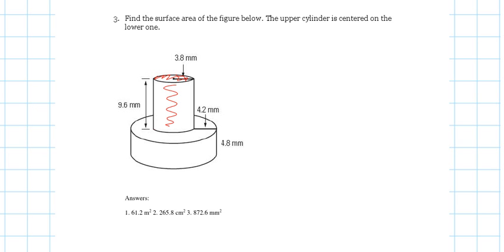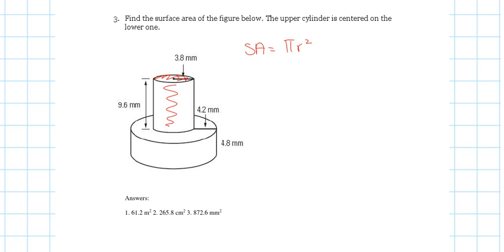Okay, so for the top cylinder, if I'm looking for the surface area, I only have one circle, right, which means the surface area of this cylinder is pi r squared. Why is it not 2 pi r squared? Because it's only one of the circles. Remember that if I had the bottom and the top, then it would be 2 pi r squared. But in this case, I'm only looking at the top cylinder, circle.